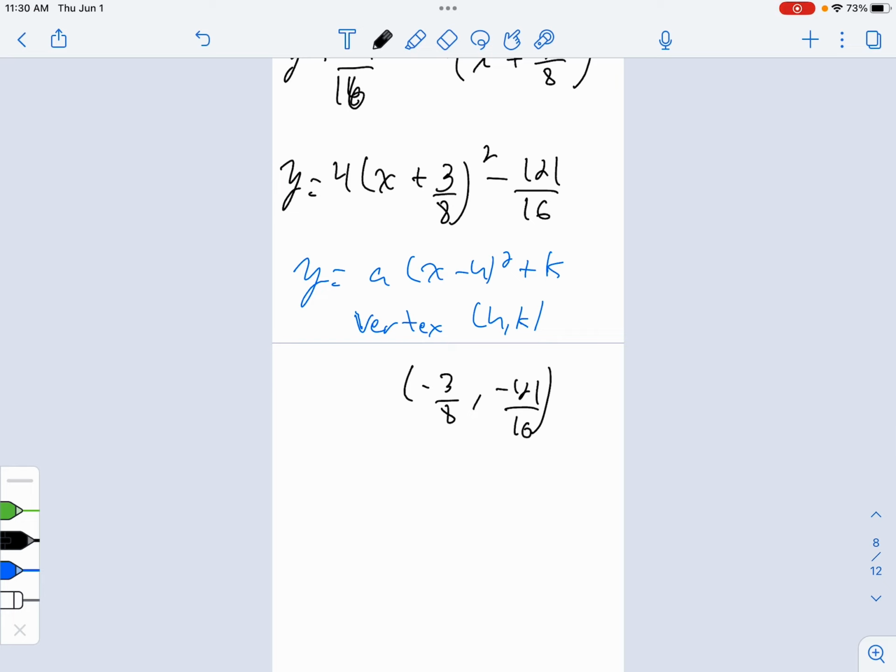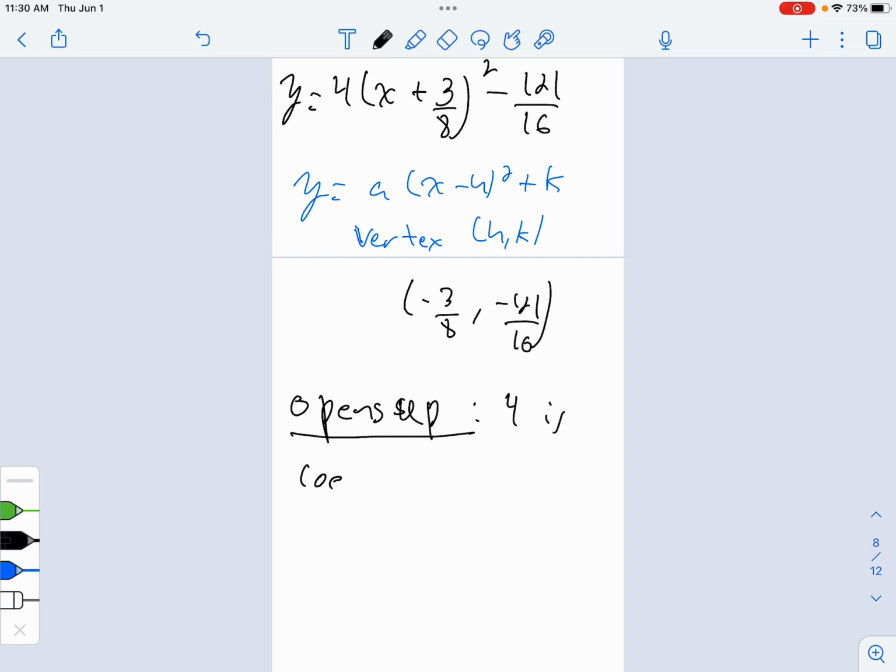A couple other pieces of information that I like to get from this is whether it opens up or down. Since the coefficient of x squared in the original equation was 4, that's how you know it opens up, because 4 is positive.